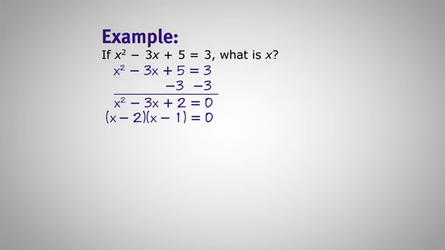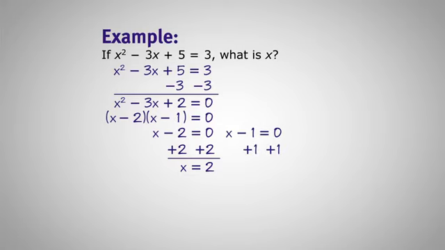So we have x minus 2 is equal to 0, and x minus 1 is equal to 0. In the first equation, add 2 to both sides to give you the solution of x equals 2. In the second equation, add a 1 to both sides of the equation to give you a solution of x equals 1. You'll notice that we have two solutions for this quadratic equation. That's very common. Quadratic equations can have up to 2 possible correct values for the variable.